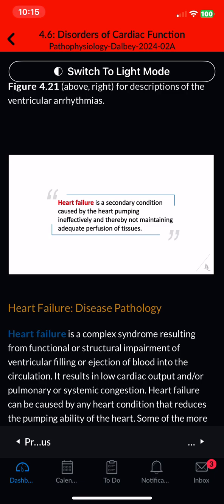Heart failure is a devastating disease, and according to the CDC, there are about 5.7 million adults in the U.S. with heart failure, and it causes 1 in 9 deaths as of 2009. It's estimated to cost the U.S. $30.7 billion each year. So, by definition, heart failure is a secondary condition caused by the heart pumping ineffectively and thereby not maintaining adequate perfusion of the tissues.